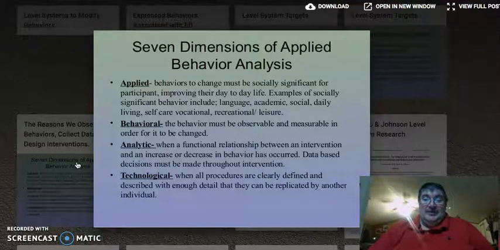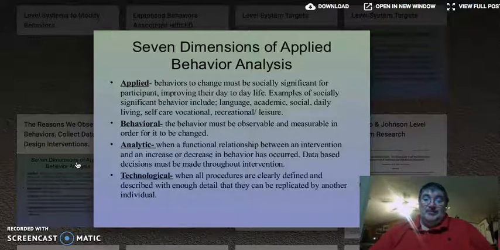Are they having observable behavior? Is it measurable? To what extent is it measurable? Can we change it? Analytic: a functional relationship between an intervention and an increase or decrease in behavior has occurred. So that's when we take our data and we determine, is the behavior still occurring, is it increasing, or is it decreasing, and we can fade our intervention away.